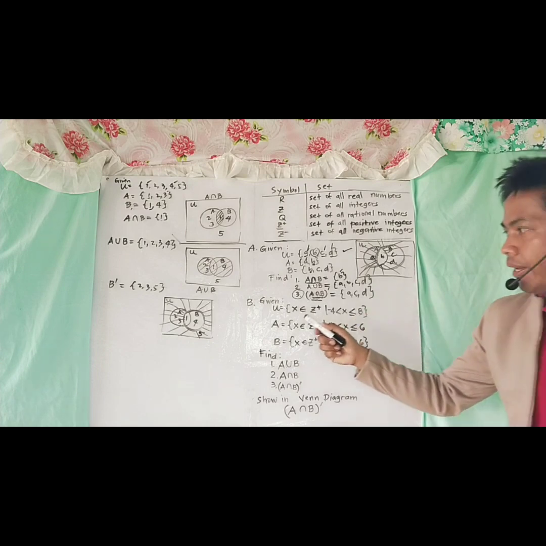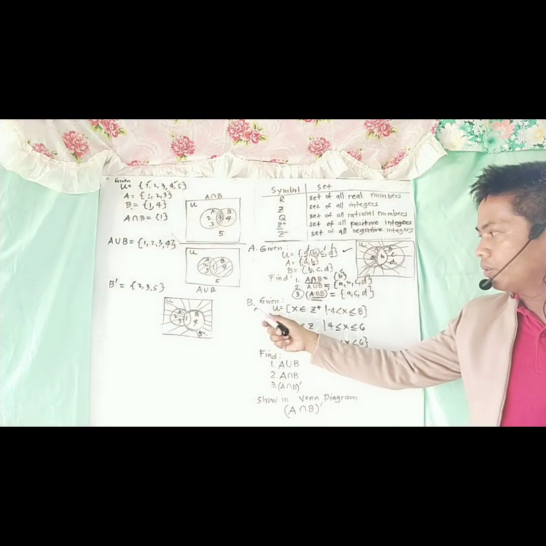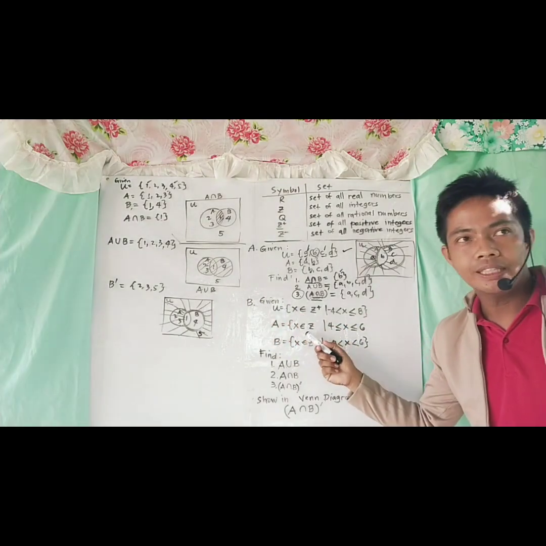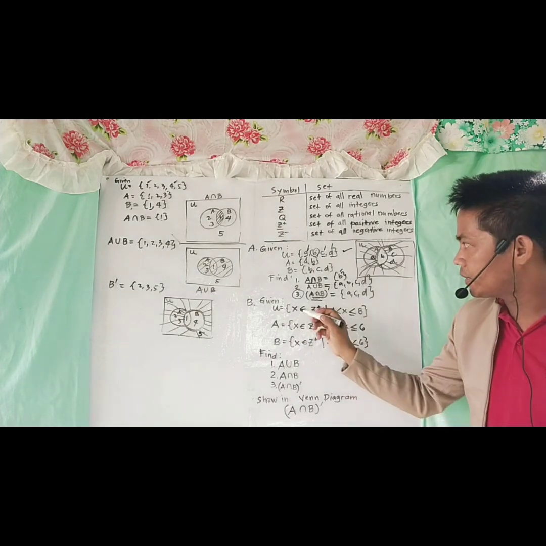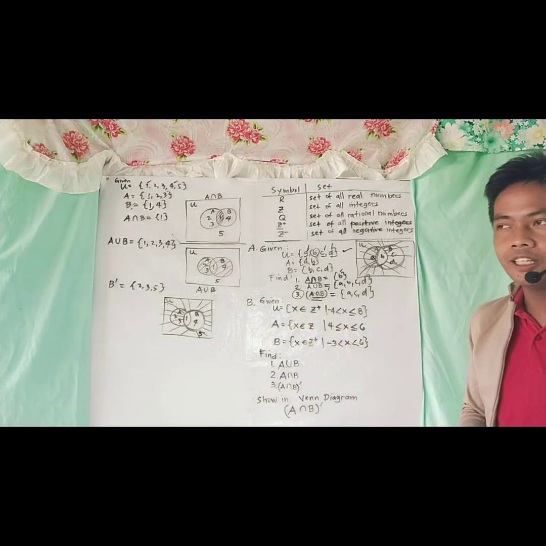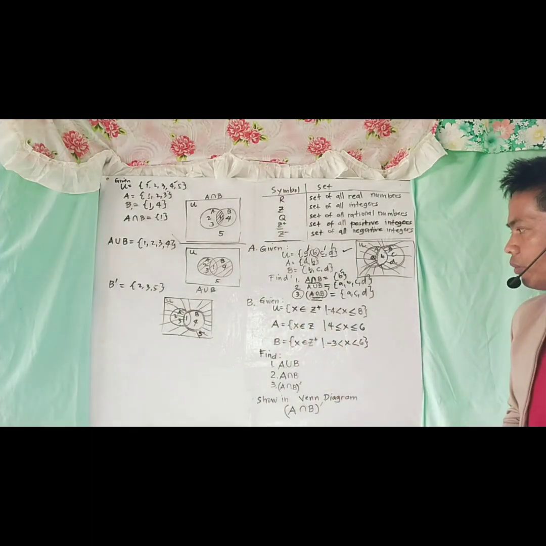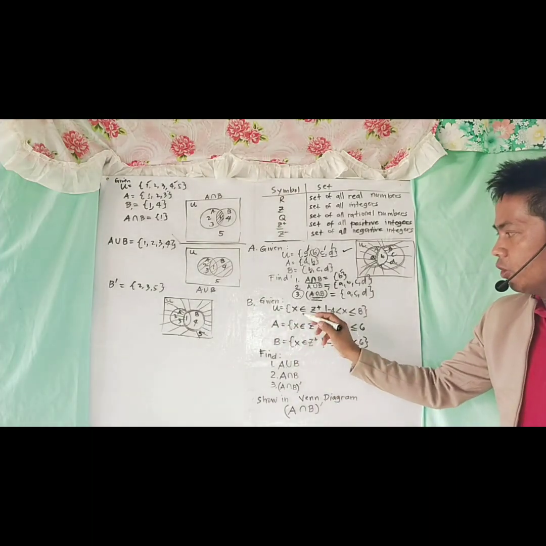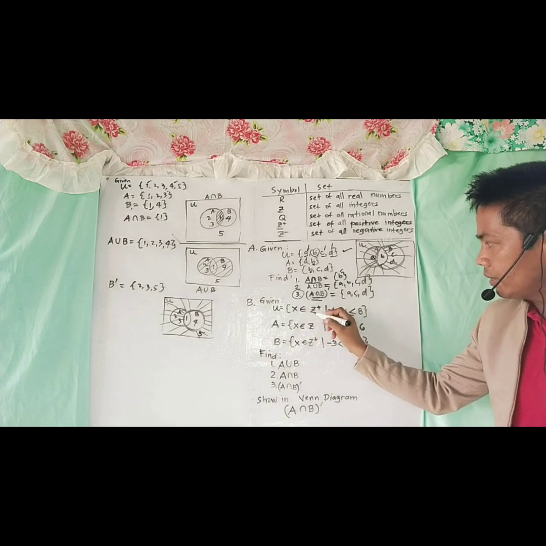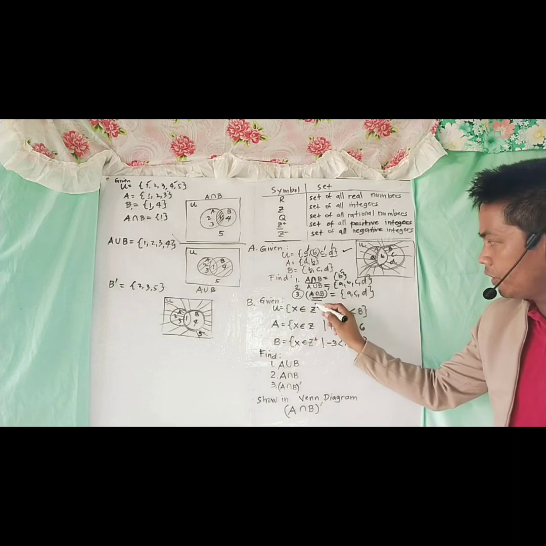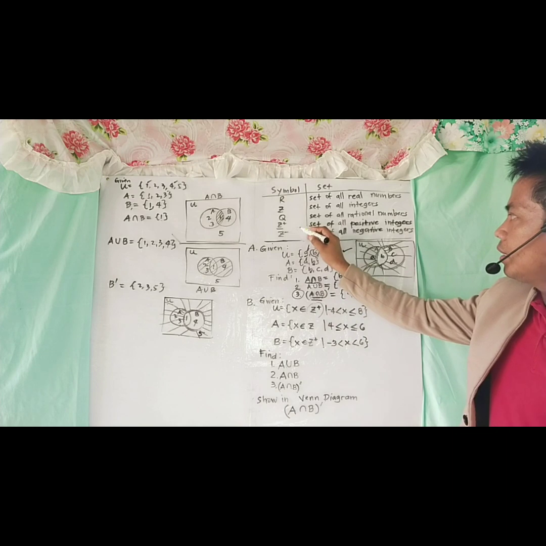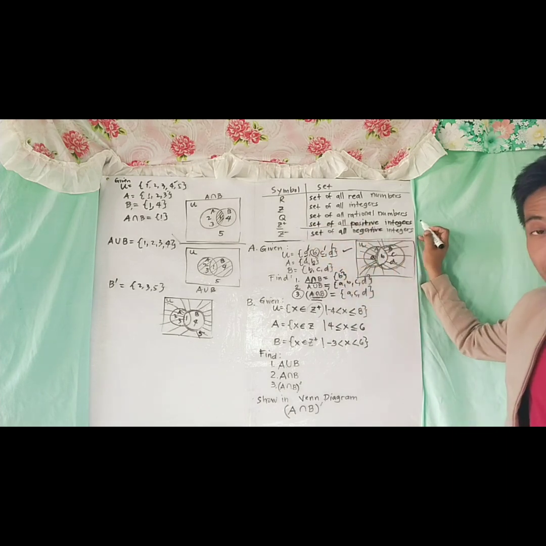Let us now have the next one, letter B. The given, as you can see now, is not in roster method, but is written in set builder notation. We have the universal set, the set of all x element of Z positive. This one is pertaining to the set of all positive integers.